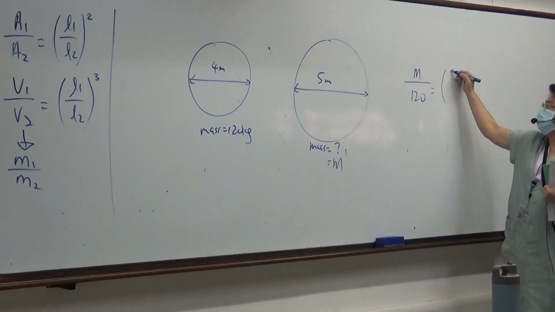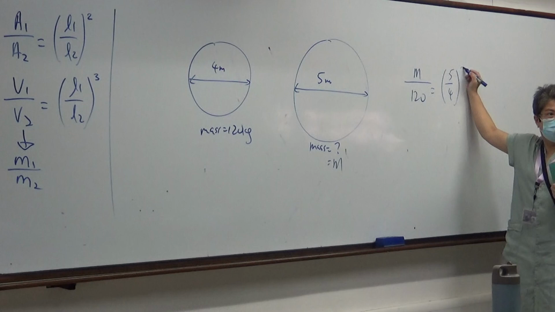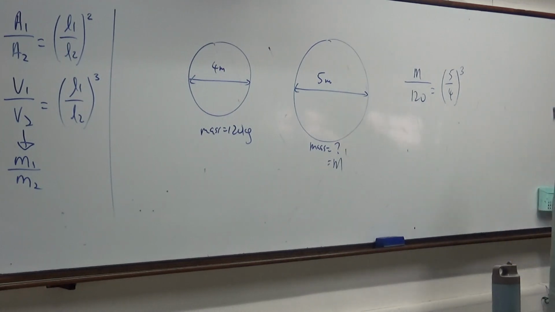Must be what? 5 over 4, what? Cubed. You know in exams what you do? You just take 5 over 4 and forget the cube. Then you are in trouble, because you're just taking direct proportion and not the cube. You didn't cube it. Do you follow what I'm saying? Okay? So after that, you just plug in accordingly.